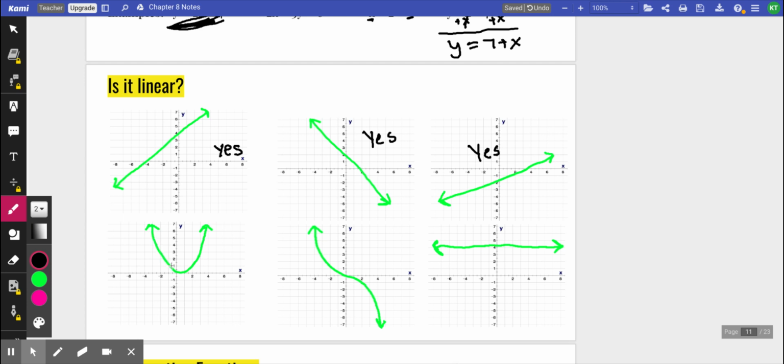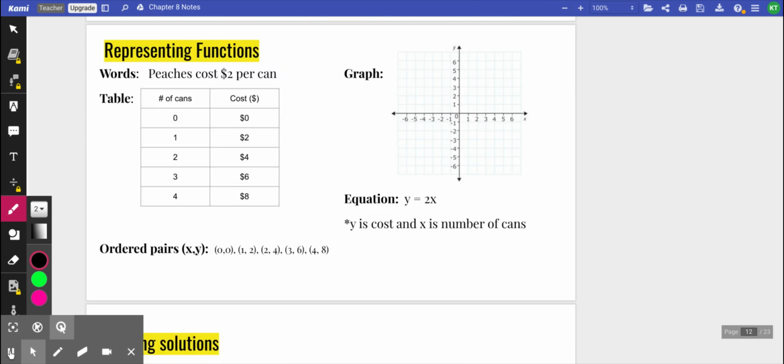Here, notice it's coming down and then goes back up. This is actually a quadratic, meaning an x squared function. That is not linear. It's not a constant rate of change. Same here, this is a no. This is actually a cubic function, an x to the third function. And then this last one here, yes, that's linear. There's no slope, it's just a flat line.